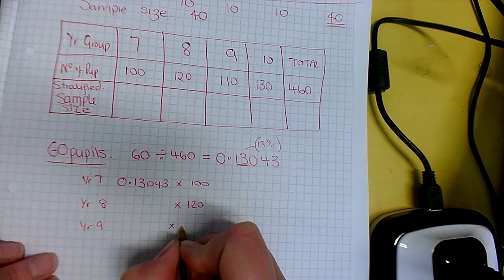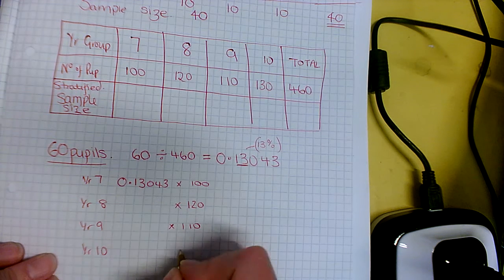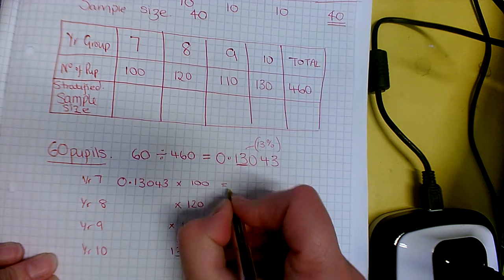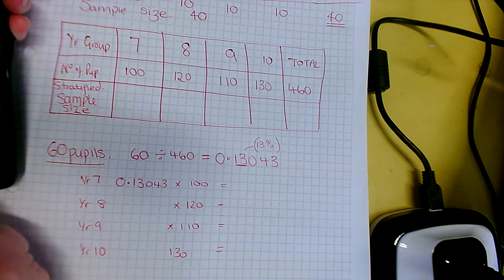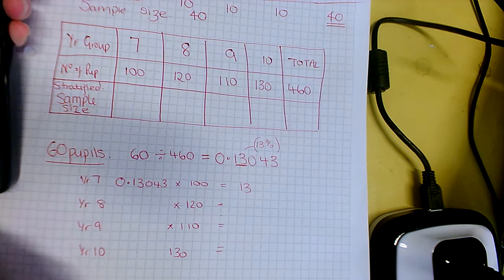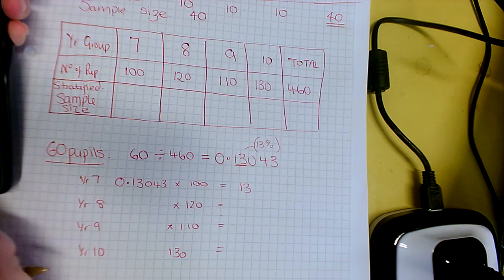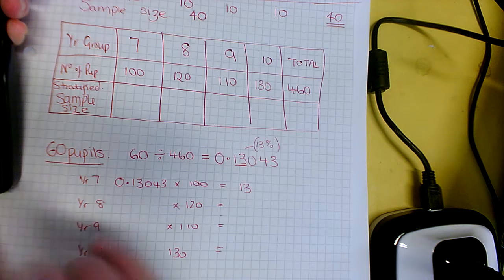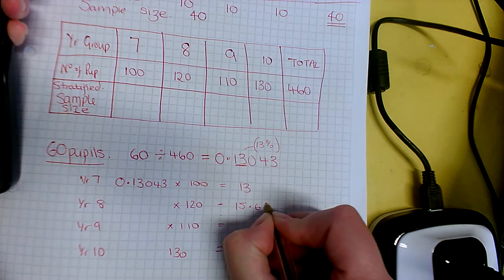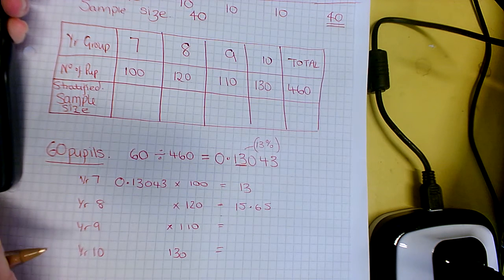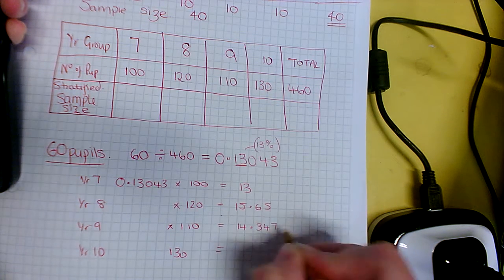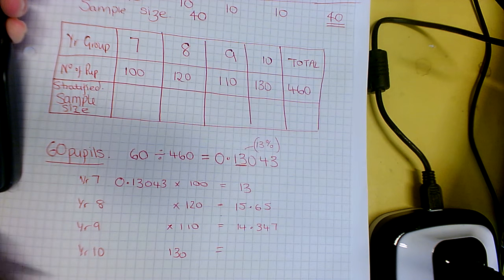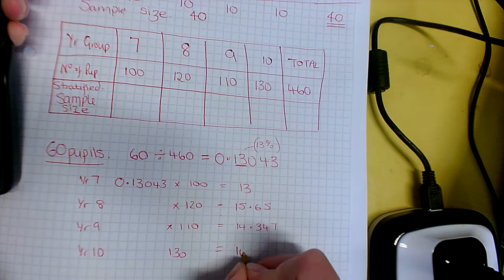For year 9, I'm going to times it by 110, and for year 10, I'm going to times it by 130. So I'm going to put all of those numbers in my calculator. So 0.13043 times 100, well, we can do that quite easily, it's going to be 13. 0.13043 times 120 is going to give me 15.65. 0.13043 times 110 is going to give me 14.347. And last but not least, 0.13043 times 130 is going to give me 16.9559.